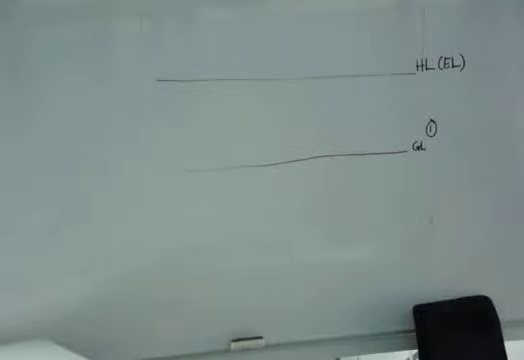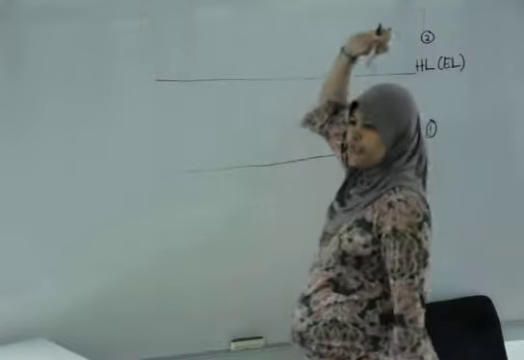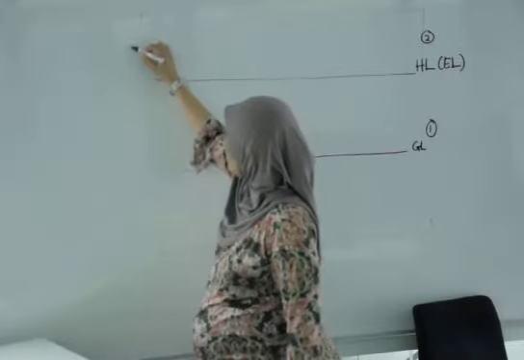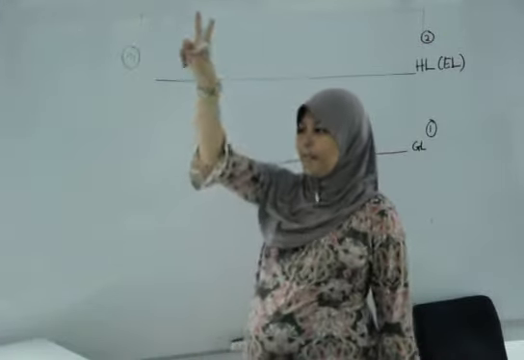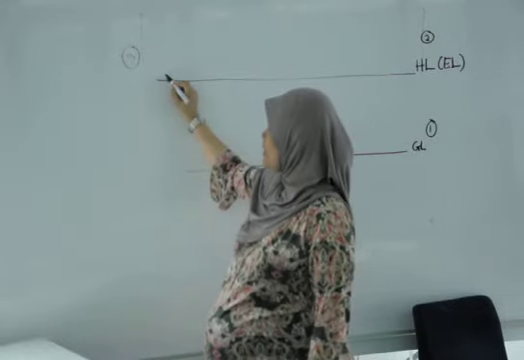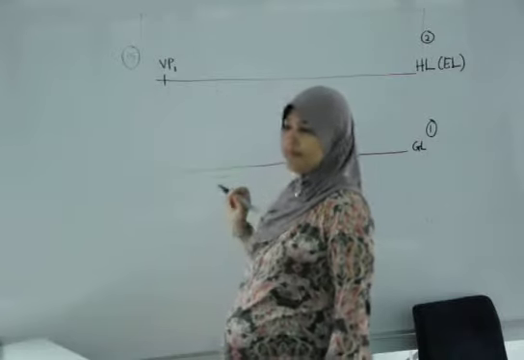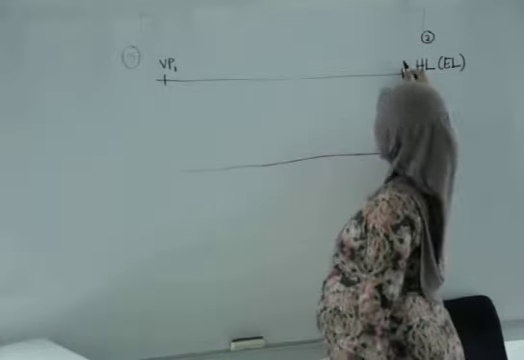Okay, the third one. So this is the second one. The third one, you need to indicate where your two vanishing points are. They have to be inside the box, the paper. One is vanishing point 1, one is vanishing point 2.